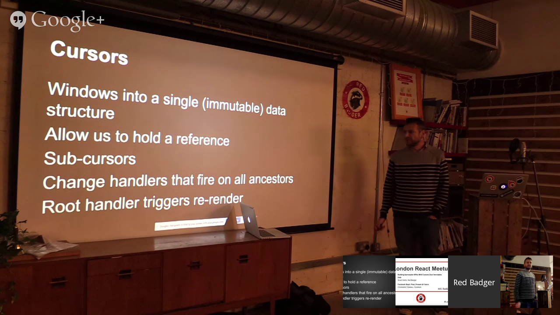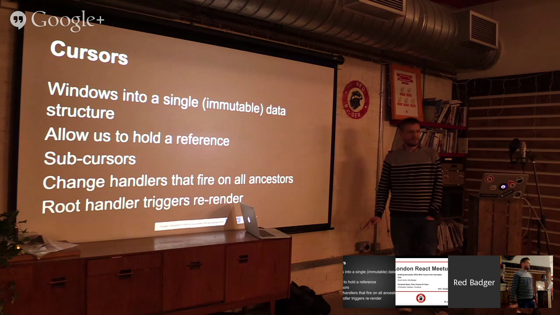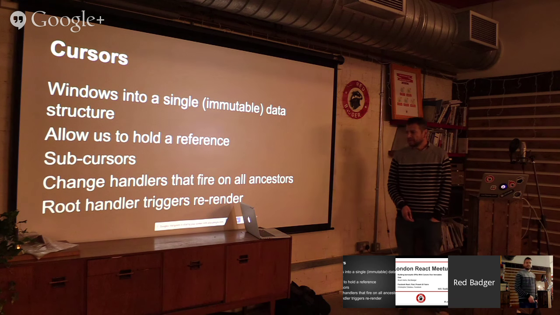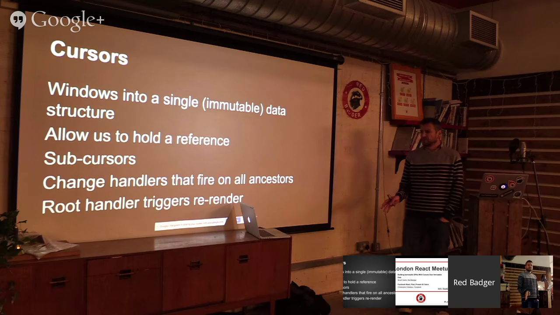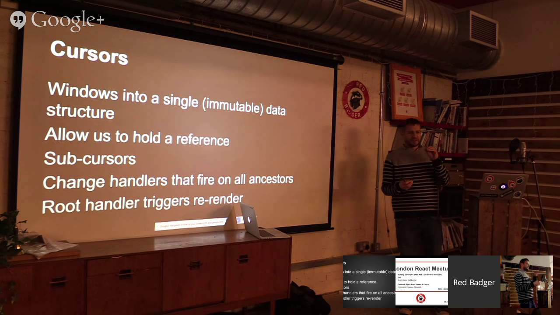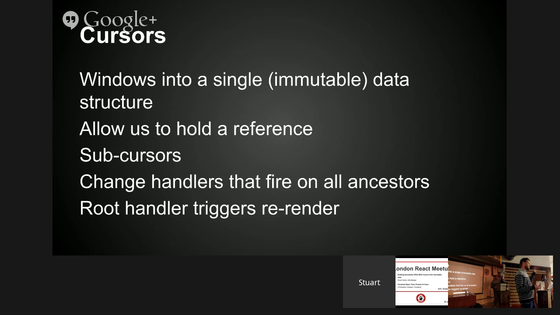We thought it'd be quite nice to have change handlers that fire on all the ancestors. A lot of cursor implementations have just a change handler at the root. You need one at the root because that's the one that's going to trigger the React re-render, which is the single most important one. But it's quite nice if a piece of data changes, that any cursors that anyone's got a reference to that point to data above it also fire, which can be useful.